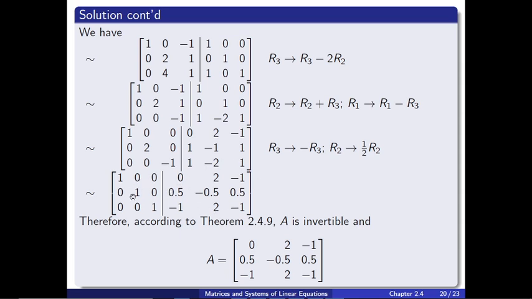We are left with that. So now we've got I there and a B there, and then we know that whatever is here will be the inverse of A. So according to theorem 2.4.9, A is invertible, and A inverse is equal to that. And that completes the first part of the question.